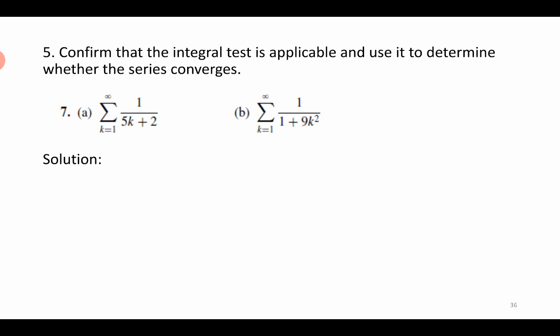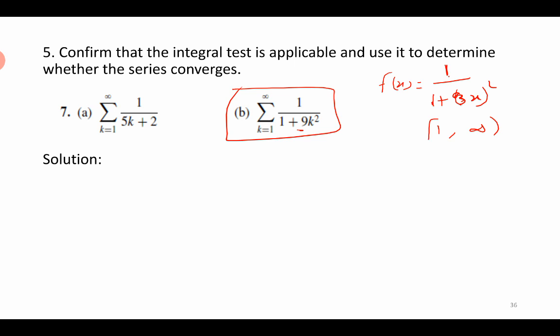Try all the properties. All these terms are non-negative. There is no negative, so positive terms, isn't it? And f of x, you can take from u_k, which is 1 over 1 plus (3x) whole square, isn't it? 3x whole square is 9x square. And this function is decreasing and continuous because for all values of x, f is valid, in the interval 1 to infinity. So it is continuous and decreasing in the interval. So the integral test is applicable.